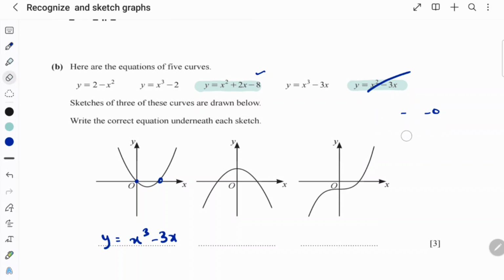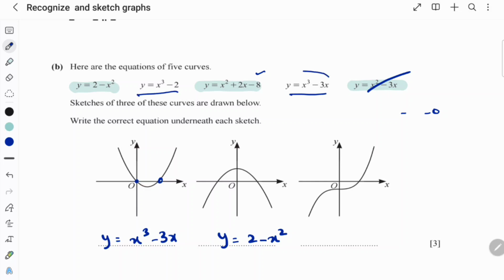Alright, now the second one, the graph is opening downwards. It means negative x square. Let's check where the negative x square is. We just have only one equation with negative x square, so there is no comparison. So y equals 2 minus x square. The third one is a cubic equation, positive x cube, because the shape is like this, rising from the right. So positive x cube is in these two.